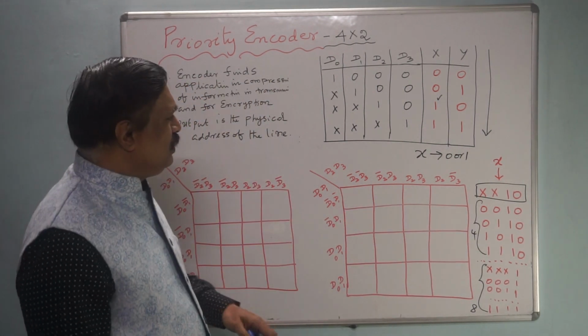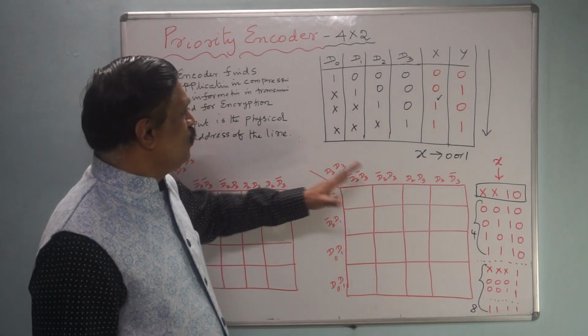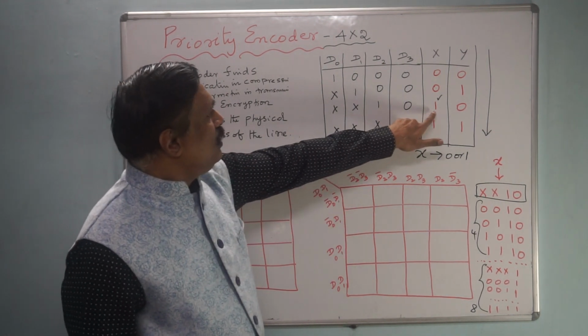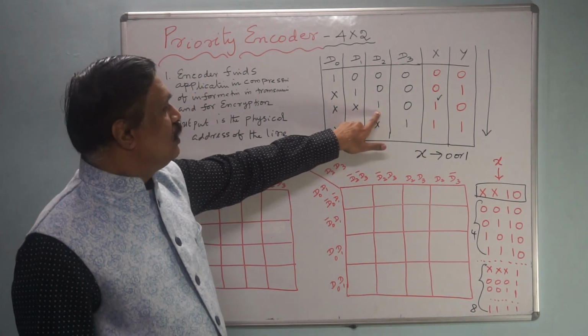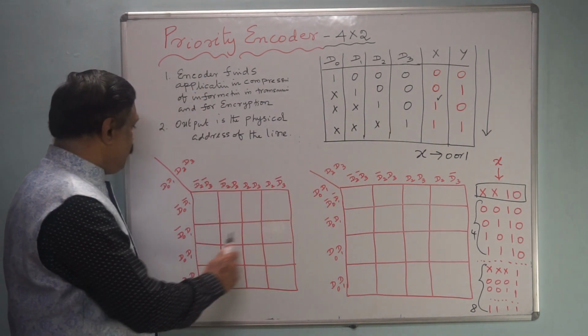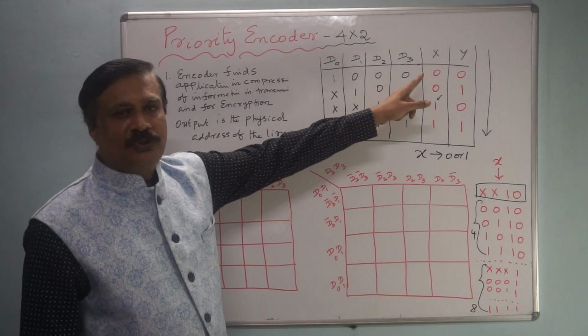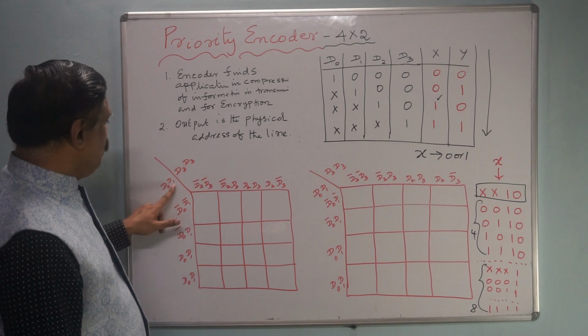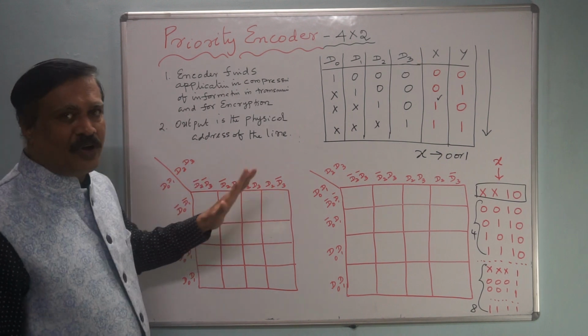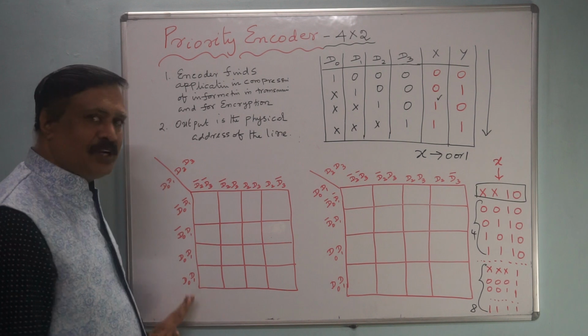But I'll tell you a simple way to fill this. Here X is 1 for D2. Now you have to check, this is the K-map for these 4 inputs D2, D3, D0, D1, and just like a normal K-map, this row and this.